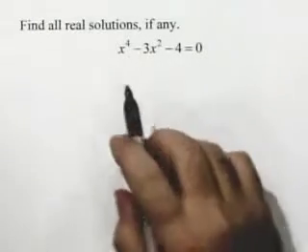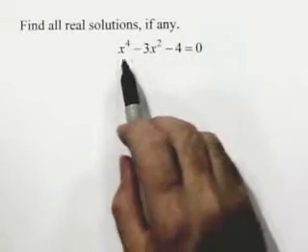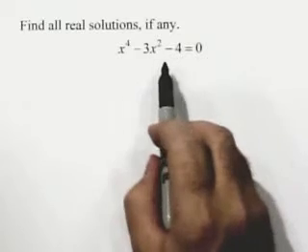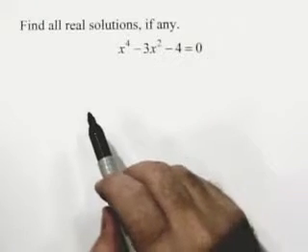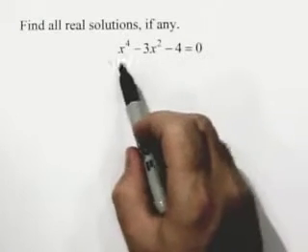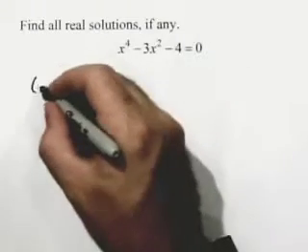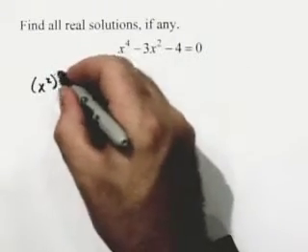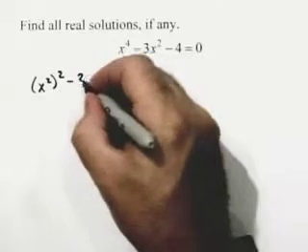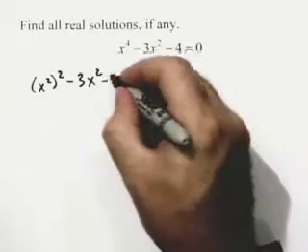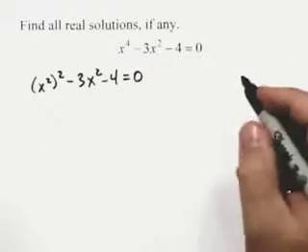In this problem, we solve an equation that's quadratic in form. We'd like to find all real solutions, if any, to the equation x to the fourth minus 3x squared minus 4 equals 0. We're going to start by noting that x to the fourth can be rewritten as x squared quantity squared. And then we'll have minus 3x squared minus 4 is equal to 0.